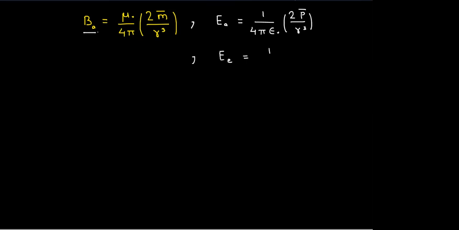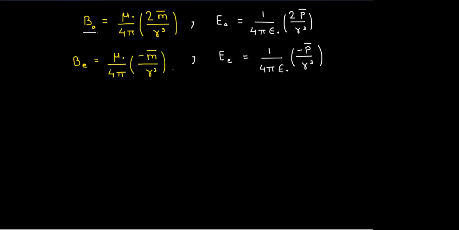What was it? 1/4 pi epsilon 0 into minus P by R cube. Okay, this is the equatorial electric field. Similarly, I don't need to derive the equatorial magnetic field. I can just correlate, and it will be minus M by R cube.